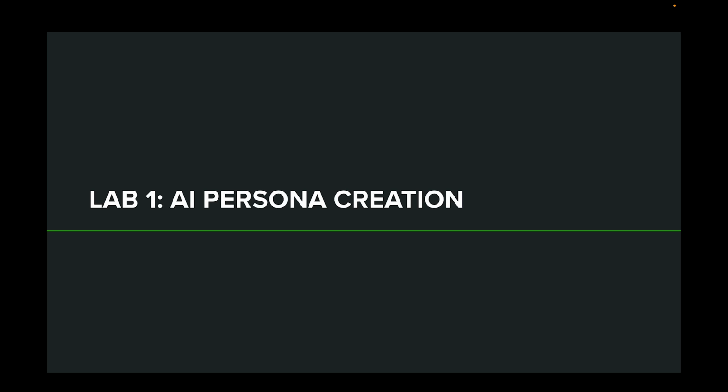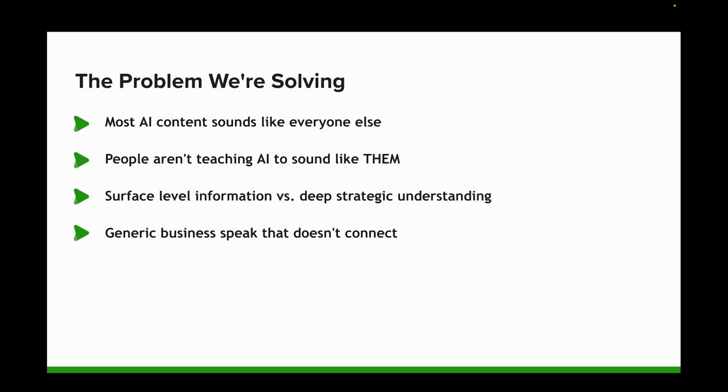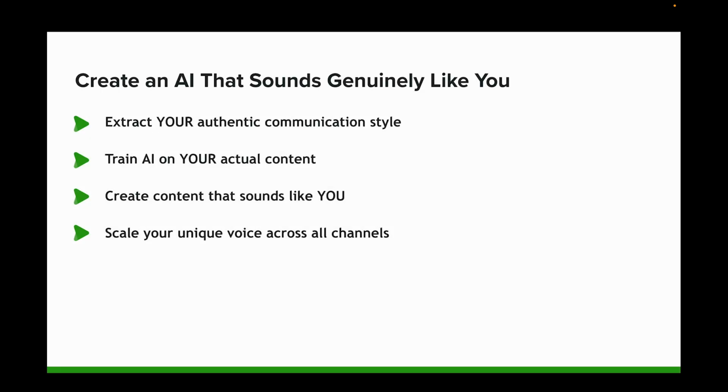Let's get started with Lab 1. First, let me show you the problem we're solving. When people create AI content, it usually sounds like everyone else because they're not teaching AI to sound like them. The problem isn't that AI can't write good content. The problem is that we're giving it surface level information when what it needs is deep strategic understanding of your unique voice and your specific audience. And today I'm going to show you how to extract your authentic communication style and turn it into an AI that creates content that sounds genuinely like you.